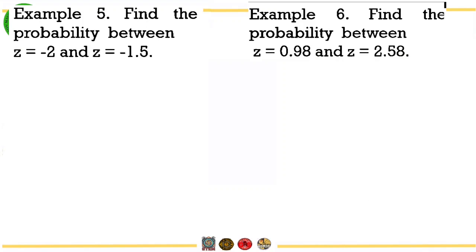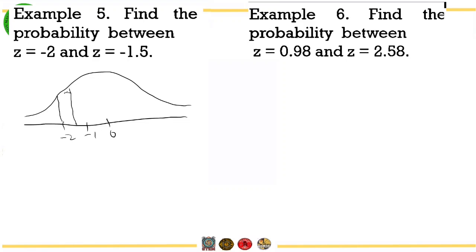So this question tackles probability between two z values. First, we have z is equal to negative 2 and z is equal to negative 1.5. So let's illustrate. Find the probability between negative 2 and negative 1.5. So this is negative 2. This is negative 1.5. So is this a large area? Based on our illustration, based on our drawing, it is a very small area.